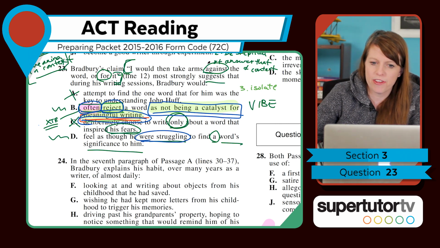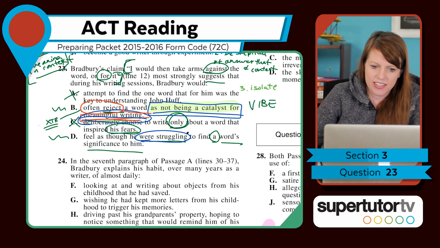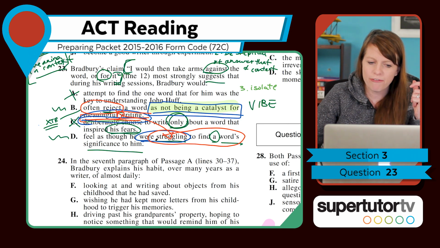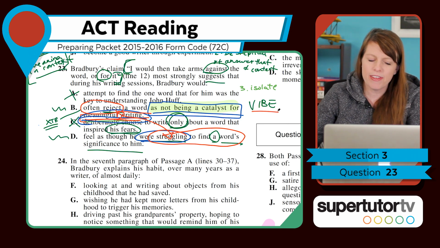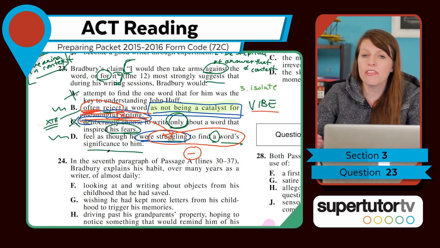Now here's the other thing that I want to take a break and compare. Sometimes with these answer choices, I can compare different little pieces. This says often reject a word. This says struggling to find a word's significance. So the difference between these two answer choices is B is often reject. The vibe of that is just negative, negative. I often, a lot of the time, just ditch the words, negative. That's not the vibe of this section.